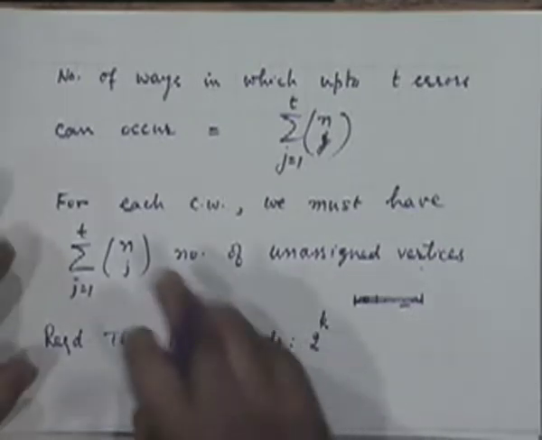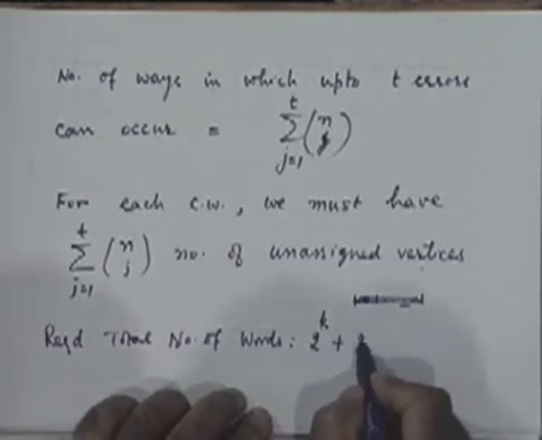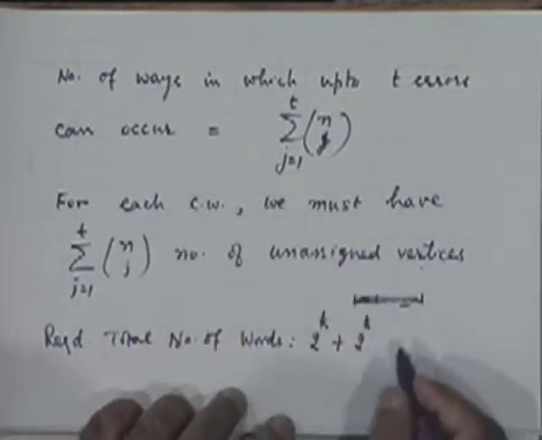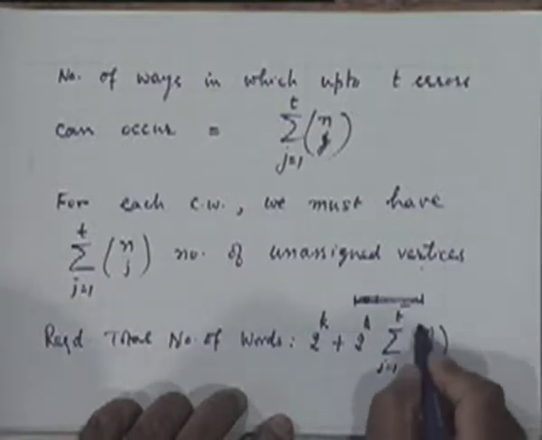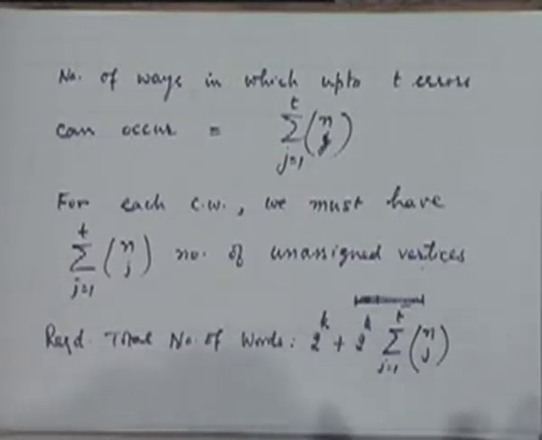This 2 to the power k is the number of code words themselves, because I require 2 to the power k code words. Plus, for each code word, I require so many unassigned vertices. This is the total number of required vertices in that n-dimensional hypercube. For such a code to be feasible, such that the minimum distance between any two code words is 2t plus 1, I must have at least so many vertices in my hypercube. Is it clear?